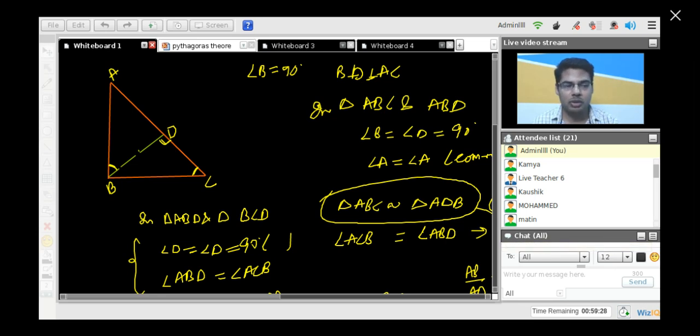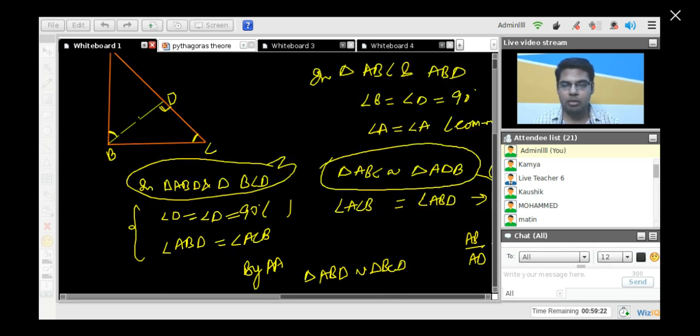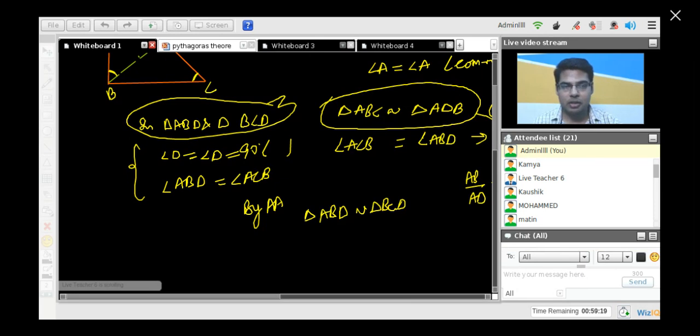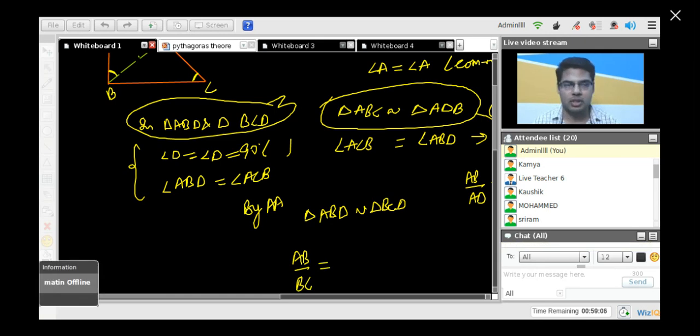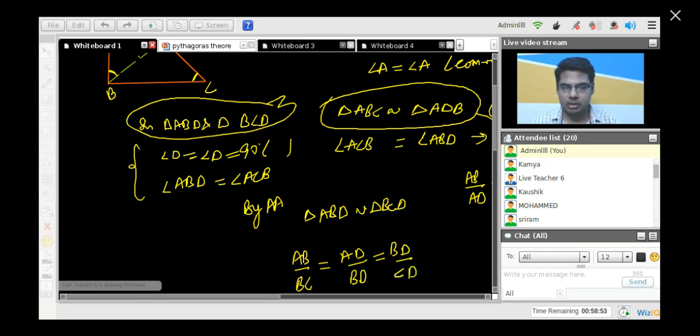Now from these two triangles, let us try to understand what we can get out of them. Anyone would like to help? So ABD, first of all, let us try to write down all the three ratios first. Here we have AB by BC equal to AD by BD equal to BD by CD.